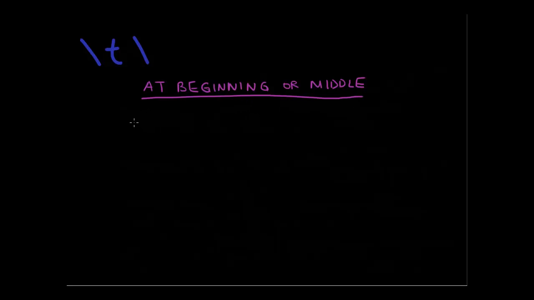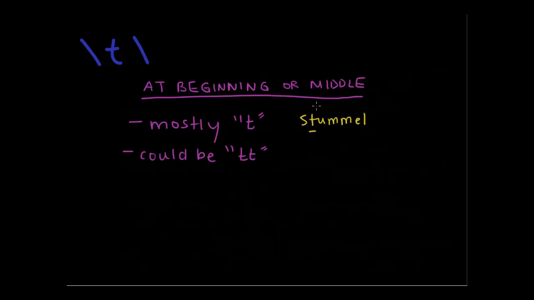Our rule for that is mostly just a T. It could be double T. Again, that depends on the roots and the German words inside of that and what they mean. Let's look at some examples first. Just a T. Example is Stummel. Let me write this here. Here you see the T just for the T sound. Really, it couldn't be a TT there, it just doesn't look right. So again, that's one way to figure it out.